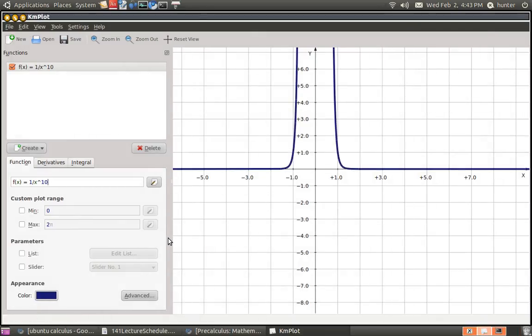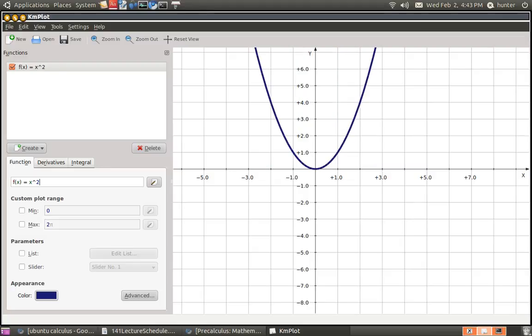So let's look at some more basic functions. We just did 1 over x, but what if I stop talking about reciprocals and just look at x squared? There's a family of similar looking things here too.